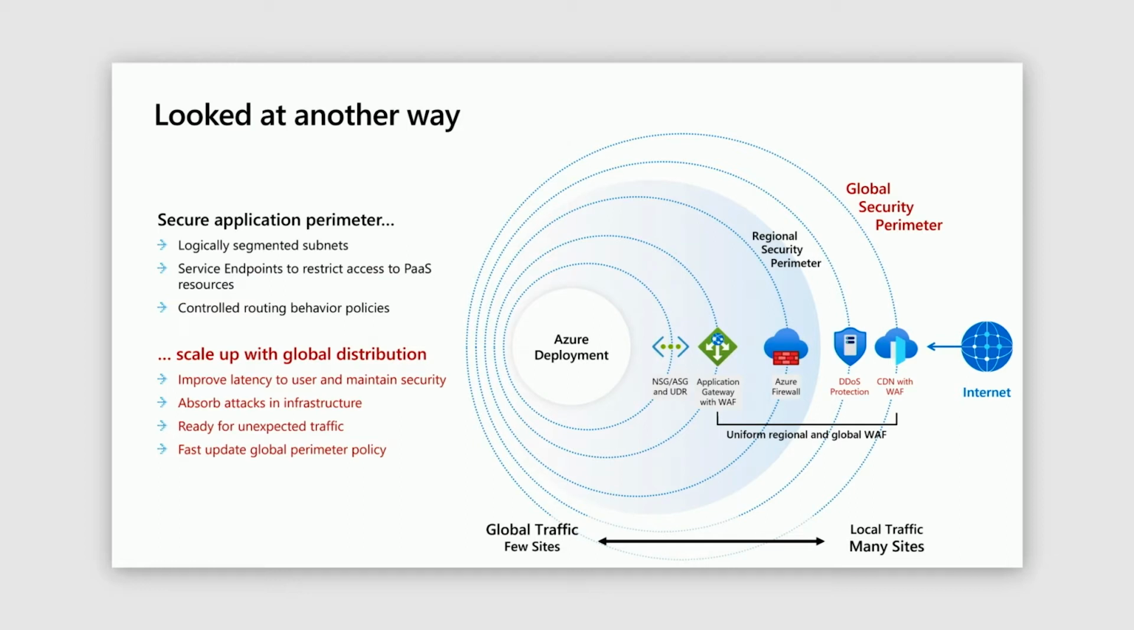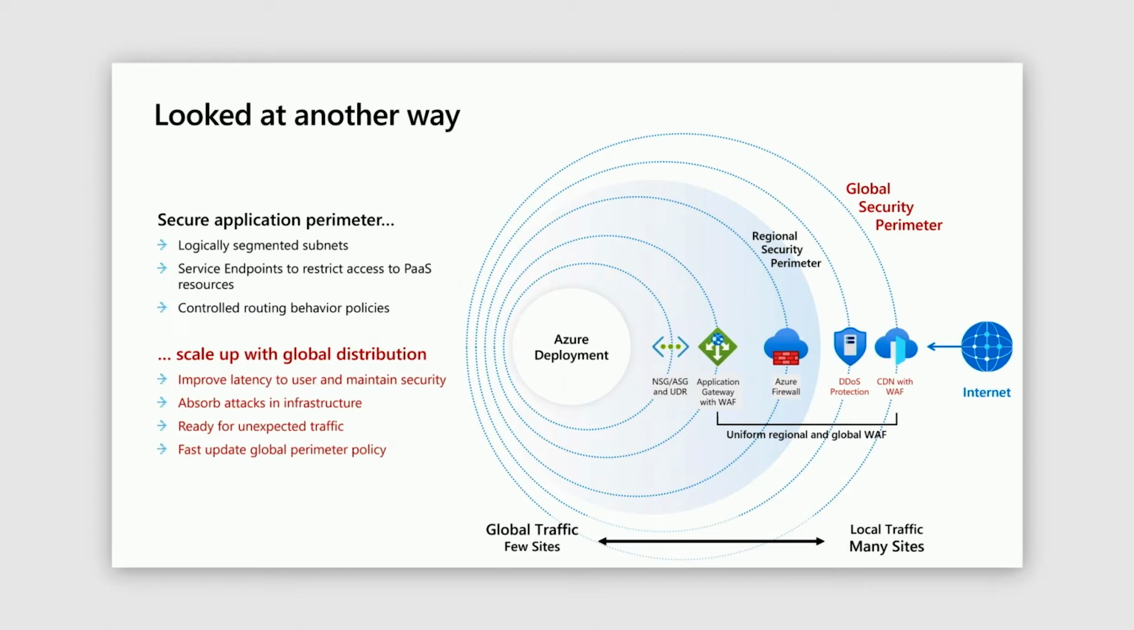Starting with how you build your application from logically segmented subnets, service endpoints to restrict access to PaaS resources, and controlling your routing behavior policies at each of your regional deployments. And then scaling that up with global distribution, improving latency by moving your application delivery to the edge, absorbing your attacks in multi-tenant infrastructure like with CDN or AFD, you being ready to take unexpected traffic by building solutions that allow you to scale to that fluctuation in traffic and be able to load balance across your individual regional deployments. And then being able to quickly update that policy globally so that when a new attack comes, you can react to it effectively.